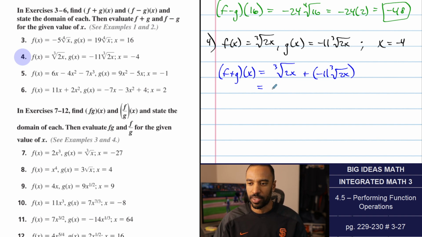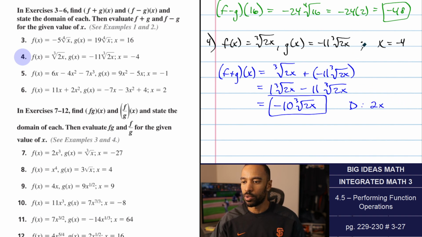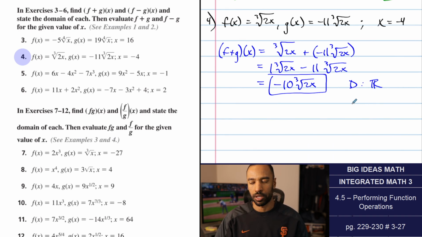Now, I'm going to do some simplification anyway. I'm going to write a 1 in front to remind you of the coefficient that's there as I do the minus 11. These are like terms, and they will combine. That becomes negative 10 times the cube root of 2x. Now, for the domain here, it's a cube root, so the domain is all real numbers for this one. No restrictions on x inside there. Cube roots, we are good.